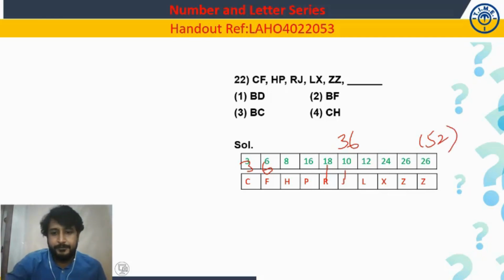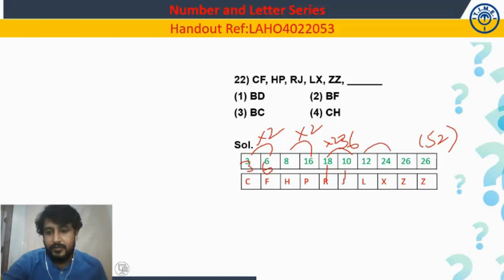Now, once observe the pattern. 3 and 6, you can say it is 2 times. 8, 16, 2 times. 18, 36, again it is exactly 2 times. 12, 24, 2 times. So 26, 52, 2 times. Okay, fine.